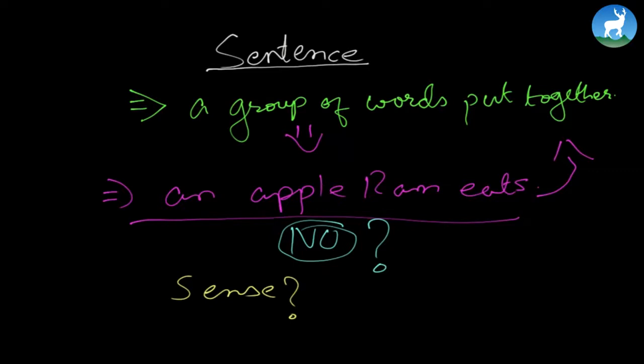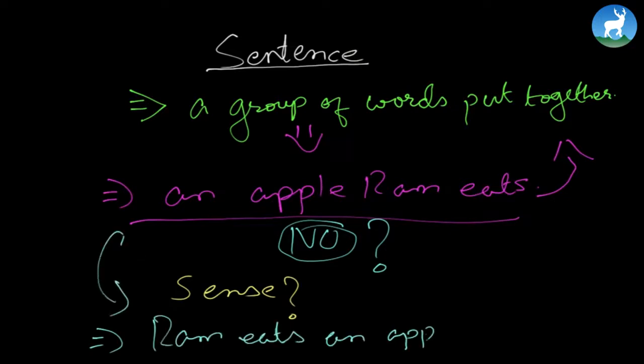So let's work it out again. Let's try to redefine this example. If we try to make it sensible: Ram eats an apple. So you see, this becomes a sentence because here the group of words put together make perfect sense. Hence, we accept this as a perfect sentence.